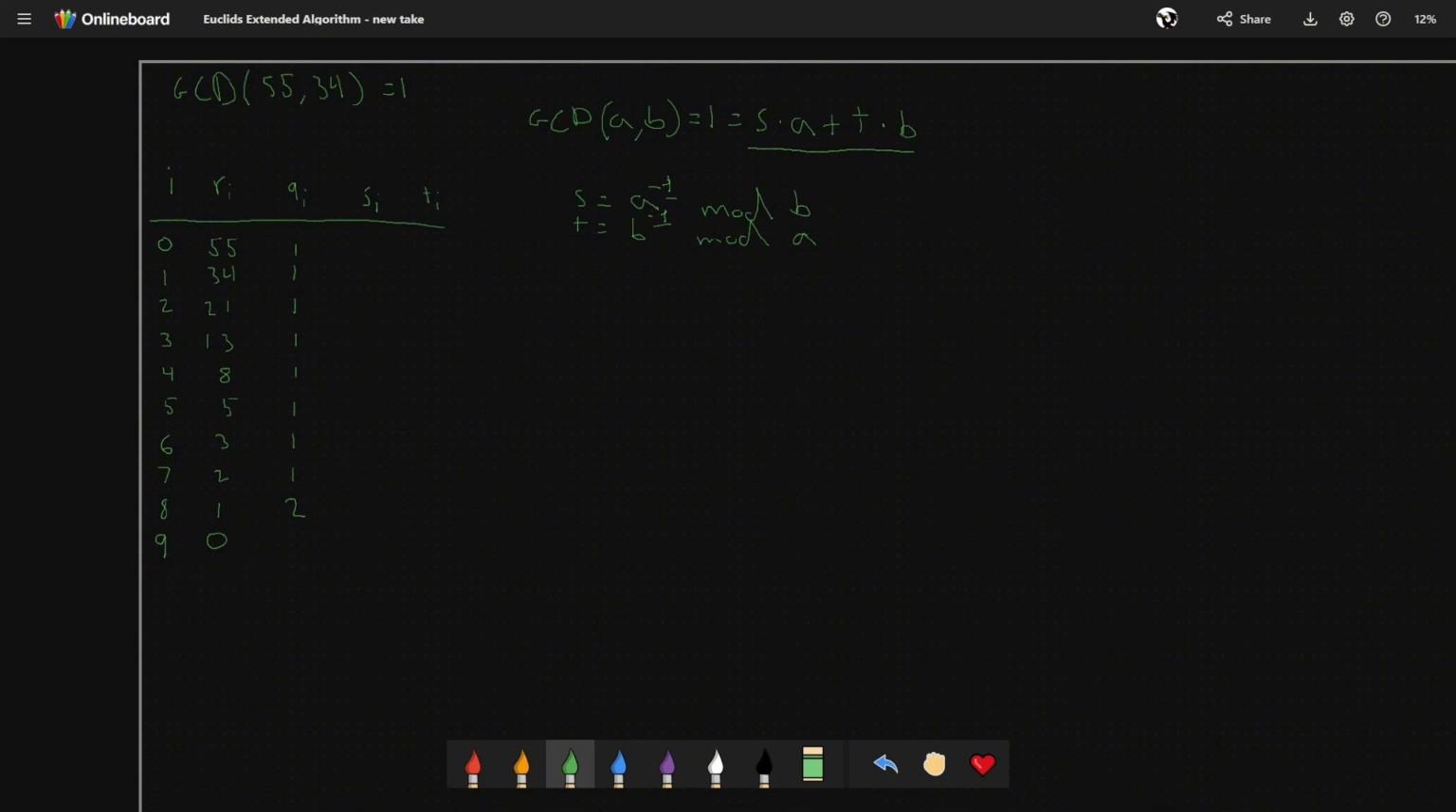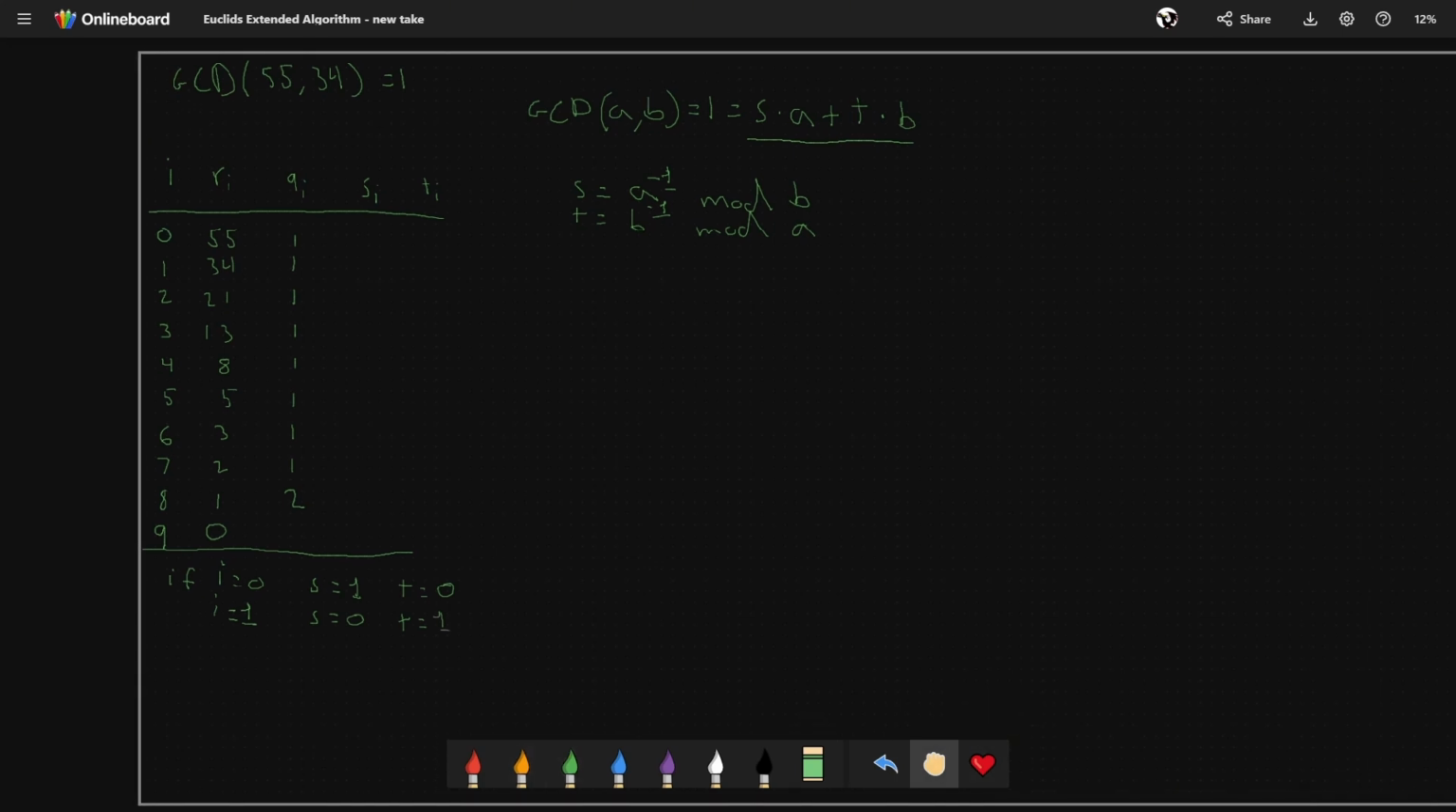As I said, the goal is to calculate Si and Ti at every step of the algorithm. And the way we calculate that is we follow a set of rules, and I'm going to write that up below the table here. So let me draw a line. The rules are as follows. If i is equal to 0, then S is equal to 1, and T is equal to 0. If i is equal to 1, then S is equal to 0 and T is equal to 1.